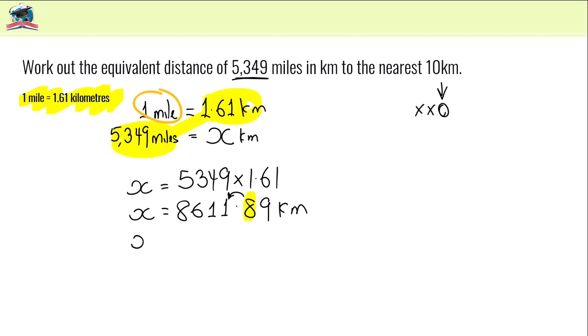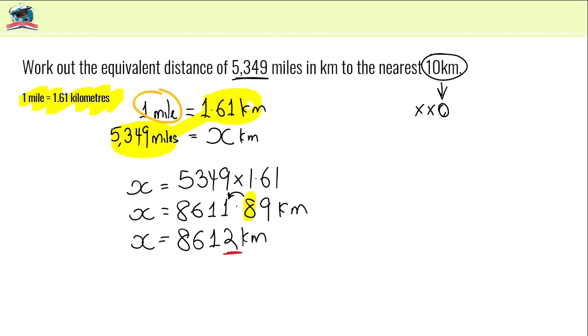So our x will be 8612 kilometers. The decimal point is gone. Beautiful. Good. And then we're told to write our answer to the nearest 10 kilometers. So that means the 2 needs to change to a 0. If we look at this 2 here, it is not up to a 5. If it was up to a 5, we'd have added 1 to the digit before it, and then the 2 would have changed to a 0. Because it's not up to a 5, we cannot do that.